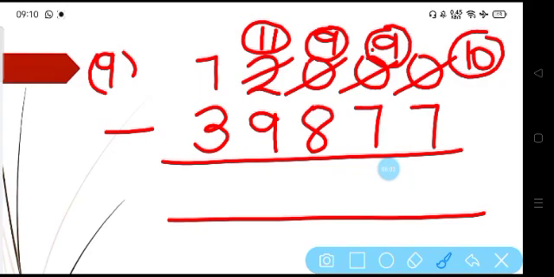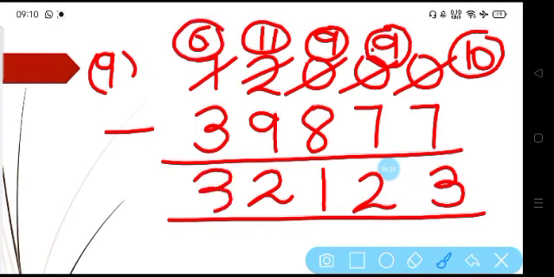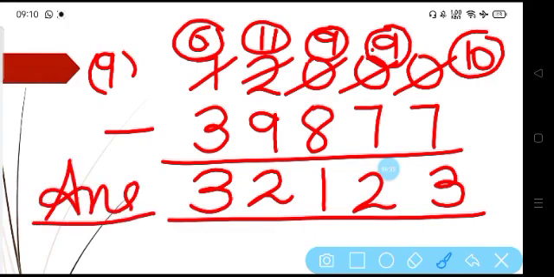So 10 minus 7, it will be equal to 3. 9 minus 7, it will be equal to 2. 9 minus 8, it will be equal to 1. Okay. Now again you can see 11 minus 9, it will be equal to 2. Because we have taken one number from this 7, it will become 6 and it will become 11. And 6 minus 3 will be equal to 3. So hence our answer is 32,123. Okay students. So I hope all these three parts are well clear to you.